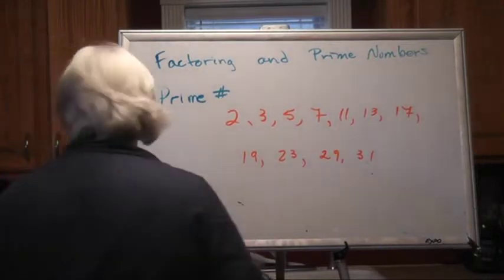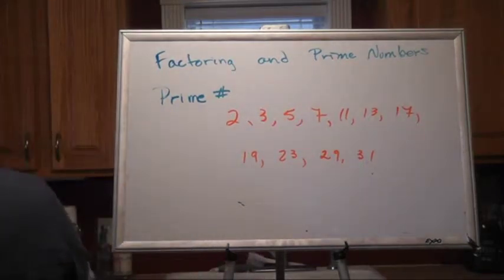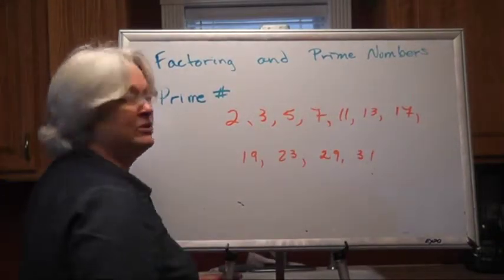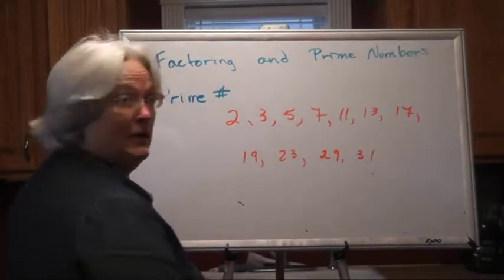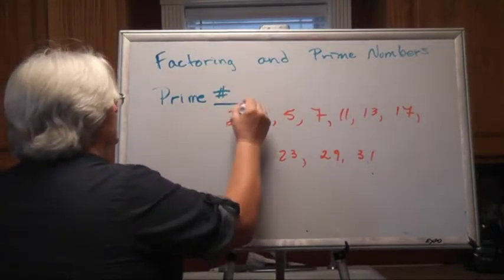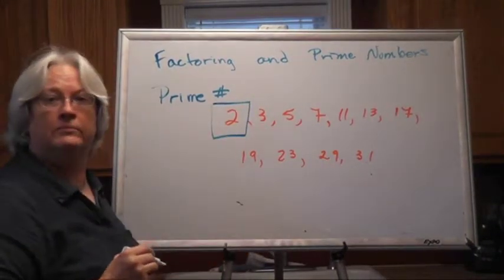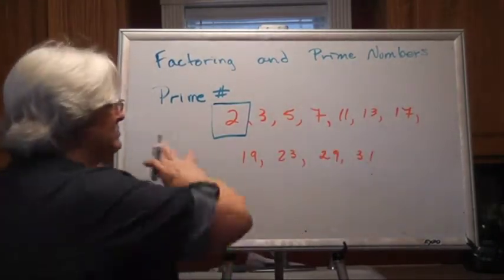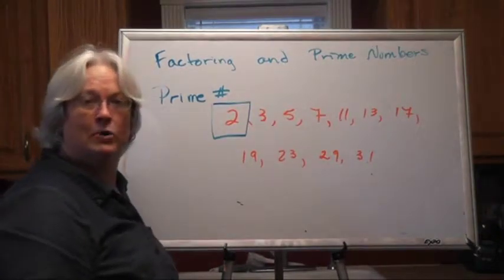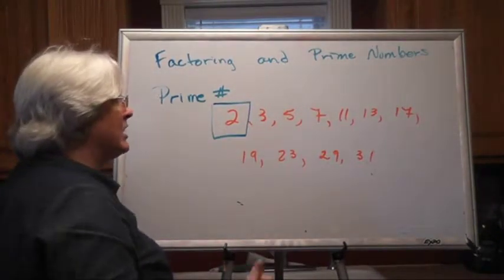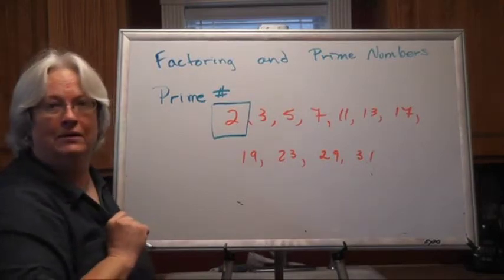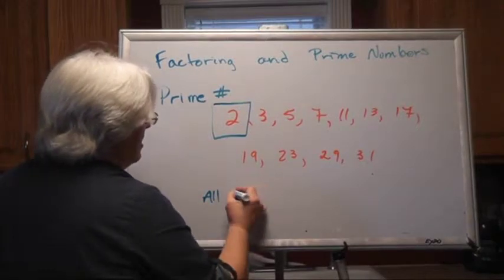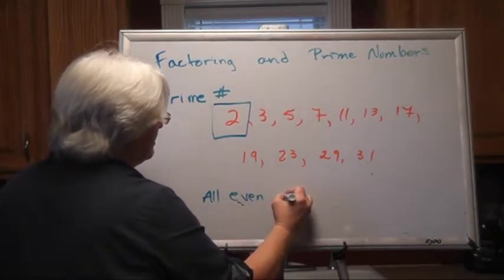Now, do you notice anything interesting about this list we have here? 2, 3, 5, 7, 11, 13, 17, 19, 23, 29, 31. Notice anything? There's only one even number in there. Why are all of the rest of the prime numbers, and this is true for all of the rest of the prime numbers, why are they all odd numbers except for 2? Exactly. Any even number is divisible by 2. All even numbers are divisible by 2.